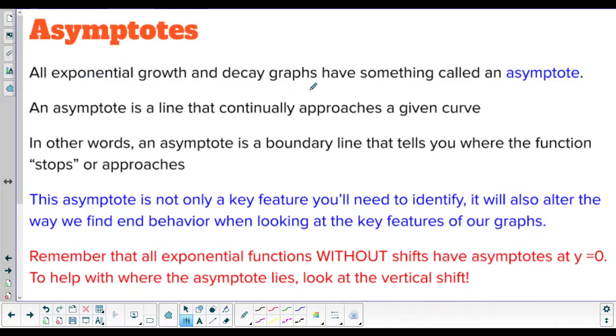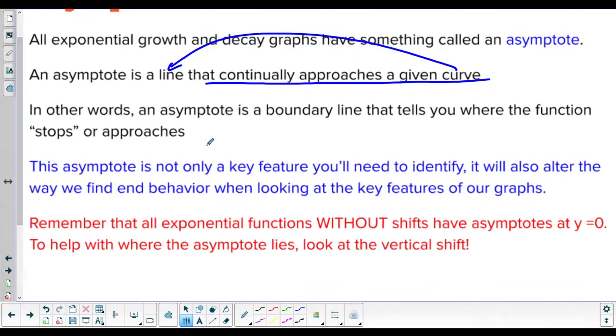All exponential growth and decay graphs have asymptotes, and asymptotes are a line that the graph continually approaches. This says it maybe a little backwards from the way that I think about it. This says an asymptote is a line that continually approaches a given curve. I think about it as the curve getting closer to the line. It's like an invisible line that your graph is going to try and get really, really close to, at least on one side.